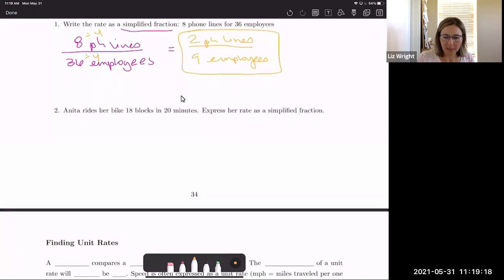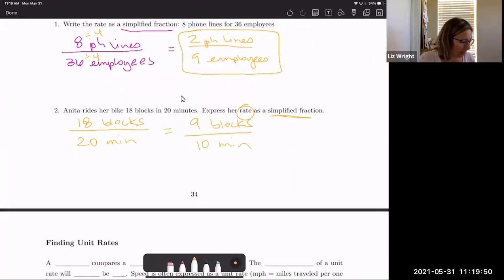And then this one, it says, Anita rides her bike 18 blocks in 20 minutes. So 18 blocks per 20 minutes. Express her rate as a simplified fraction. So again, we're going to have that word per in there. So it looks like we can reduce this. Let's take out a 2, and we're going to get 9 blocks per 10 minutes for that one. And that's it, because that's all we're doing when we're reducing it. So she's traveling 9 blocks in 10 minutes.